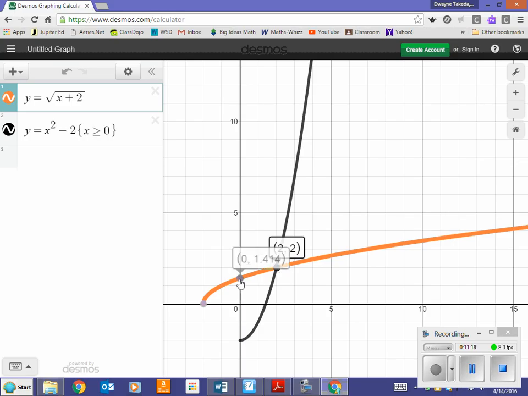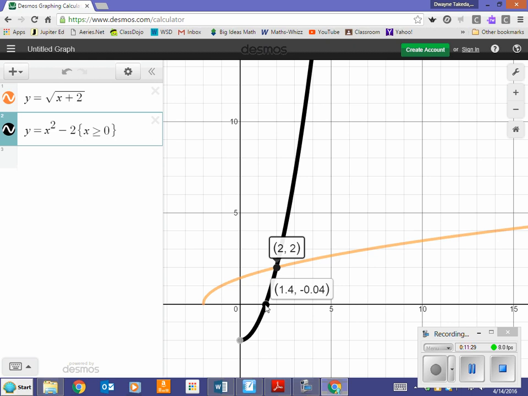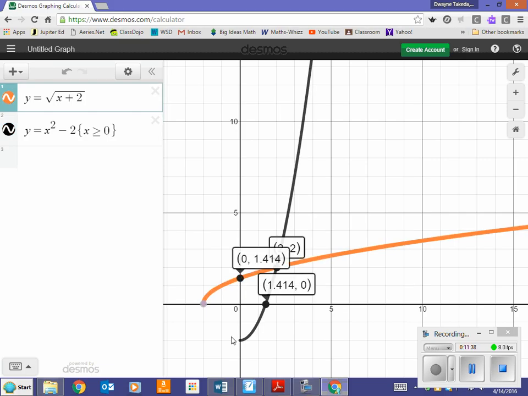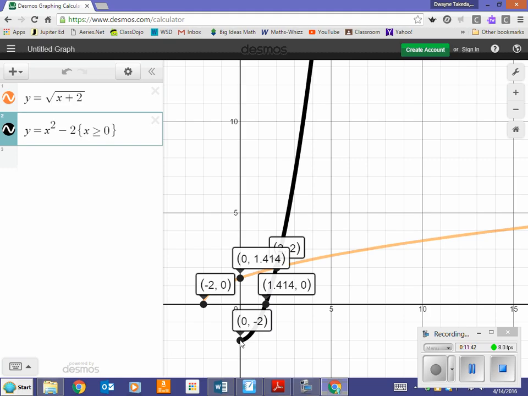And this is the original one. I'm sorry, this is the original. What was the y-intercept becomes the x-intercept of the other one. Okay. So again, they are inverse functions. Of course, negative 2, 0. So this is going to be 0, negative 2.